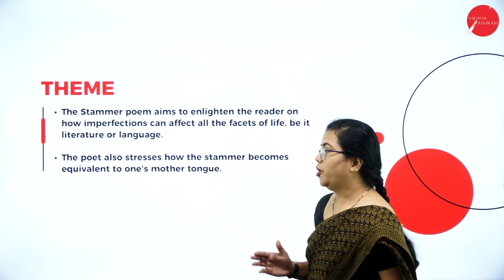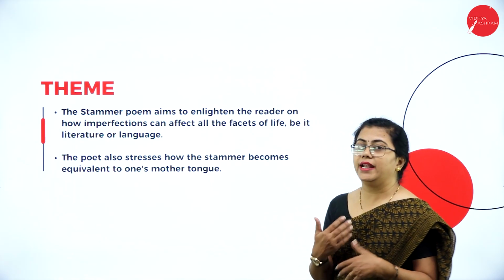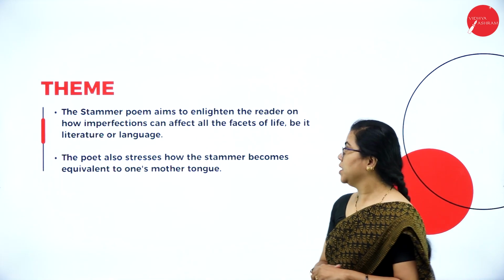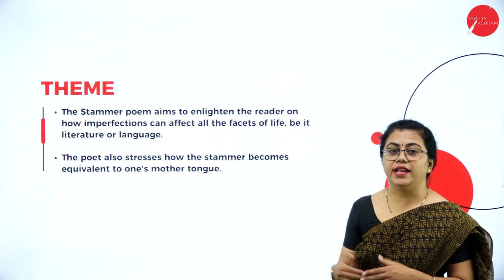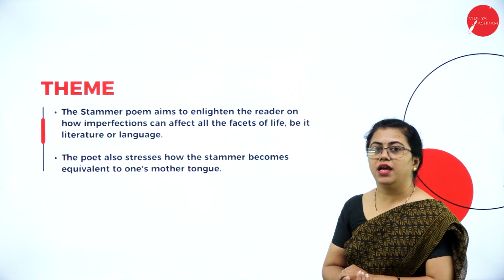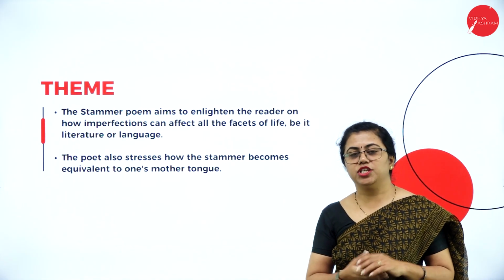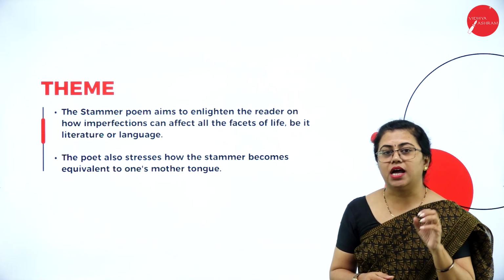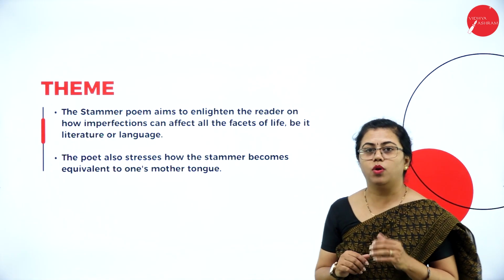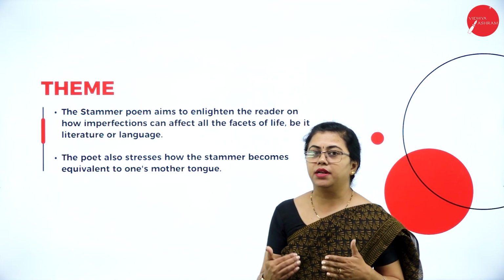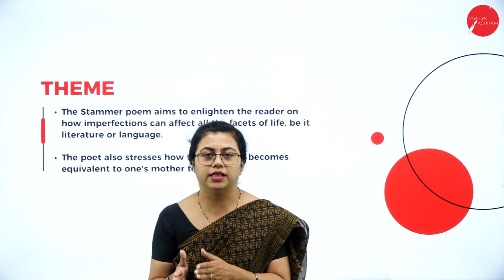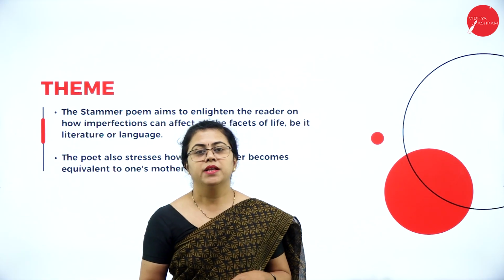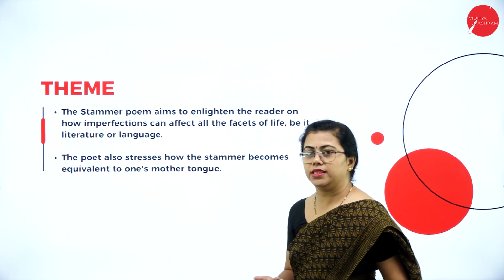So in this poem, the poet enlightens the readers about how imperfections can affect their life. So how all facets of life are linked with these imperfections and how they affect them. He also tells about the literature or language that is affected by this stammer. The poet also stresses how stammer becomes equivalent to one's mother tongue. Means the stammer is not only confined to any other language or any other facet of life, but it is concerned also with the mother tongue. So that is what he talks about in this poem Stammer.